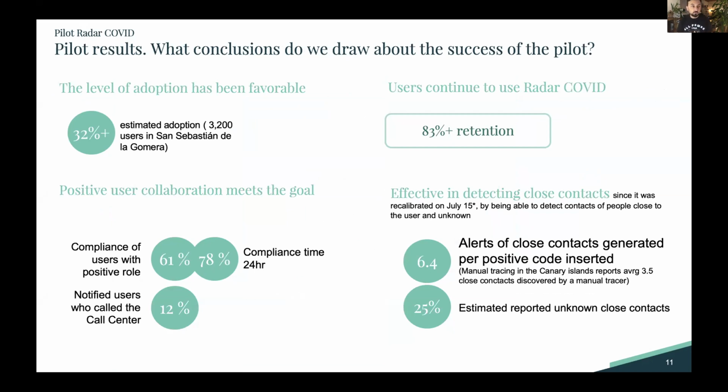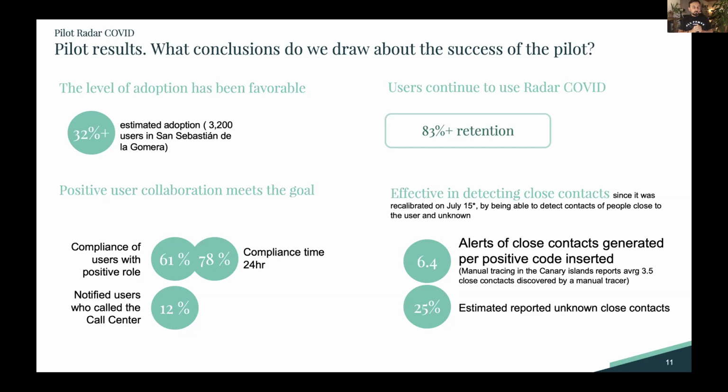The pilot results were in general fairly positive. The level of adoption was favorable, so more than 32% of people in the island adopted the tool, and this tool doesn't have linear effects, it has network effects, so it's important that you have peer-to-peer behavior and enough density of people downloading it for it to provide the expected results. There was a good retention of the app, so more than 80% of people continued using the app after the pilot finished.